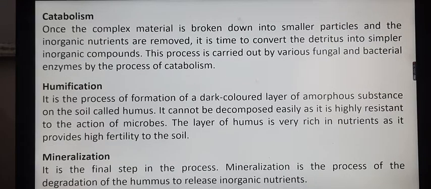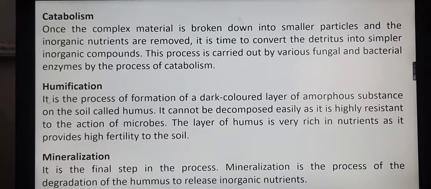Next step of the decomposition is catabolism. So once the complex material is broken down into smaller particles and the inorganic nutrients are removed, it is time to convert the detritus into simpler inorganic compounds. So this process is carried out by various fungal and bacterial enzymes by the process of catabolism.